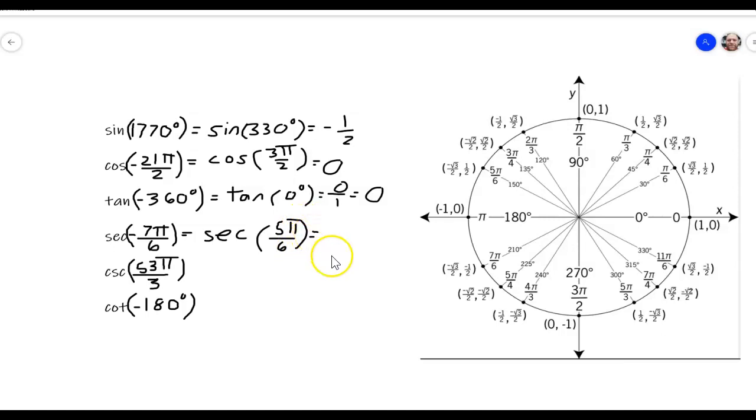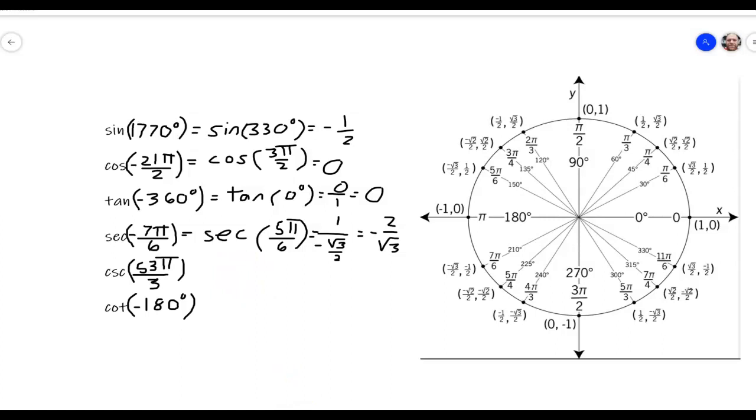So the secant is equal to 1 over cosine. So this is equal to 1 over the cosine of 5 pi over 6. And the cosine of 5 pi over 6 is negative root 3 over 2. So I'm going to write that as negative root 3 over 2. And then this would just be equal to 1 times the reciprocal of that. So this would be negative 2 over root 3.